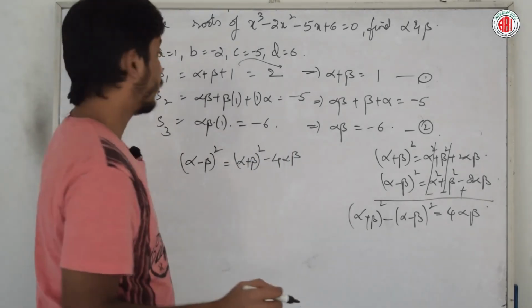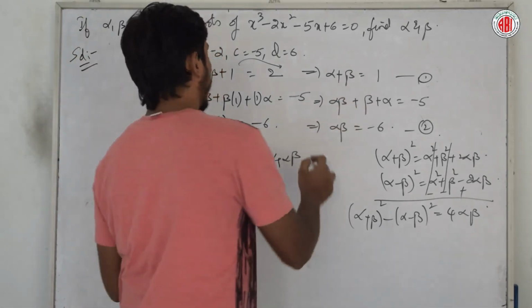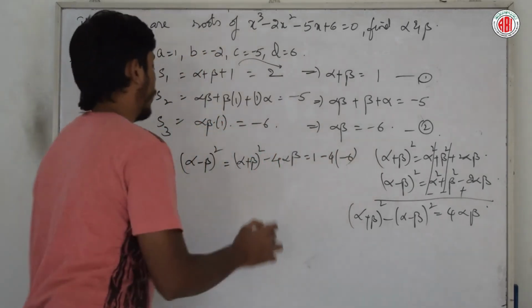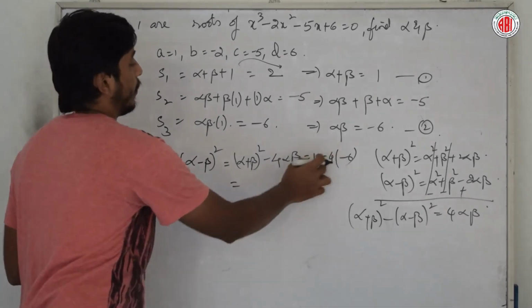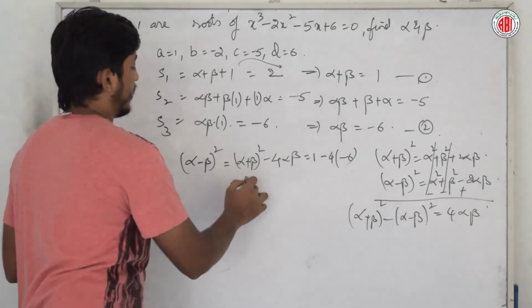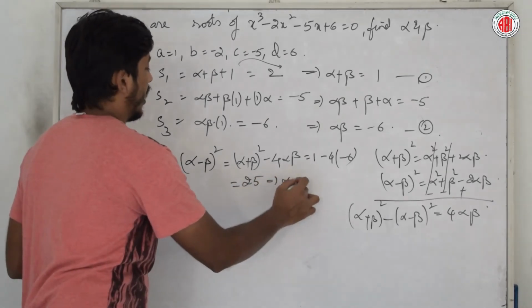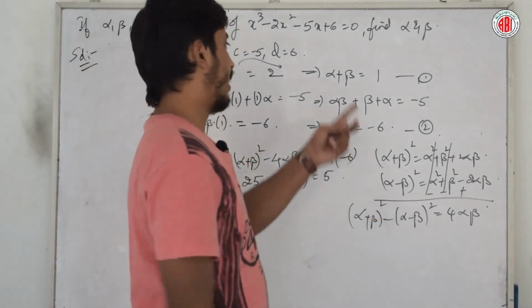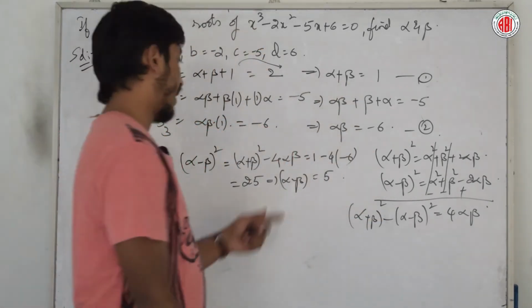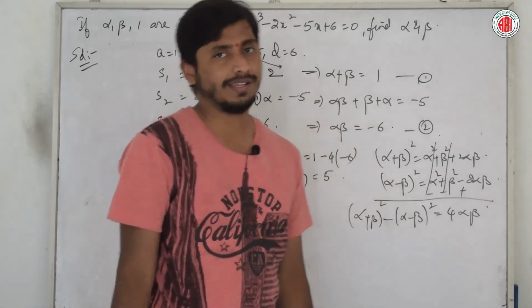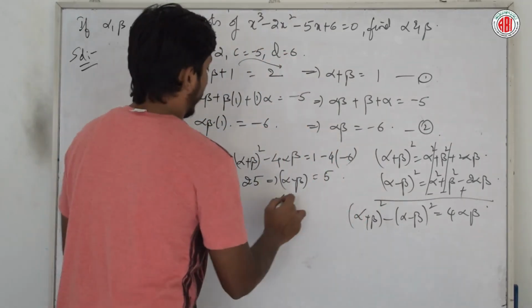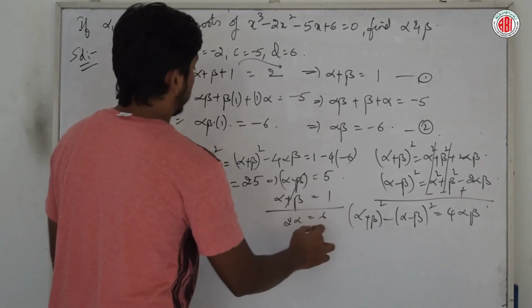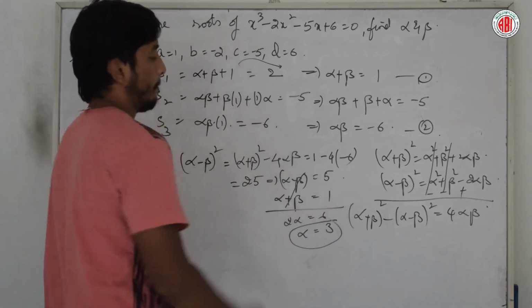Yes. So what is alpha plus beta whole square? 1 minus 4 into alpha beta is minus 6. It goes like 1 plus 24, which is 25. Therefore alpha minus beta is 5. Done. I got alpha plus beta. I also have the value of alpha minus beta. Can I add those both? Yes. So if I add these both, I'll get 2 alpha is equal to 6, alpha is 3.